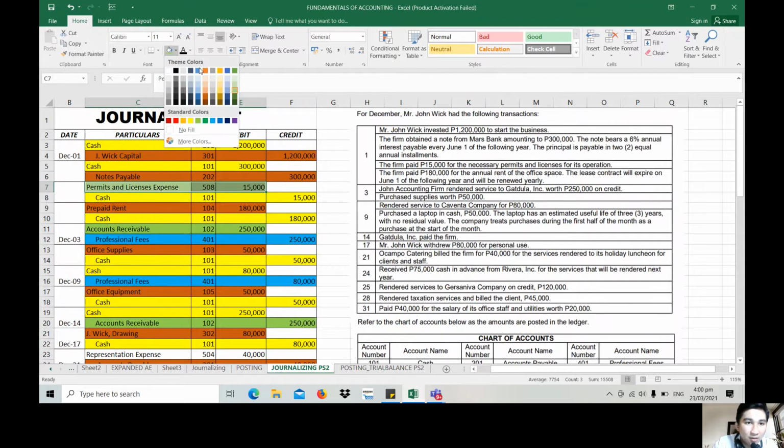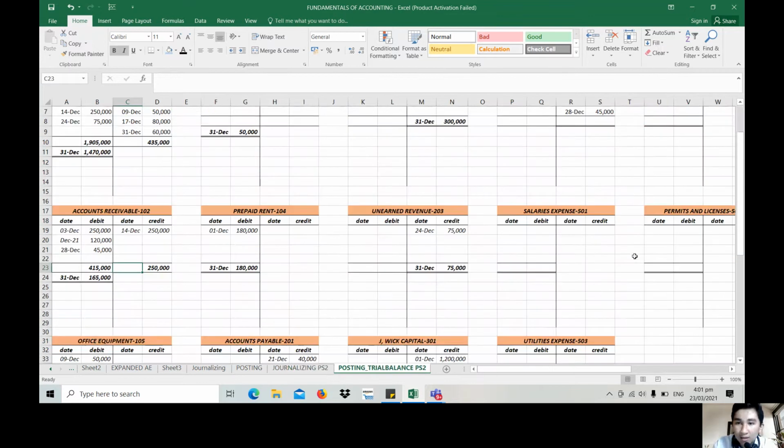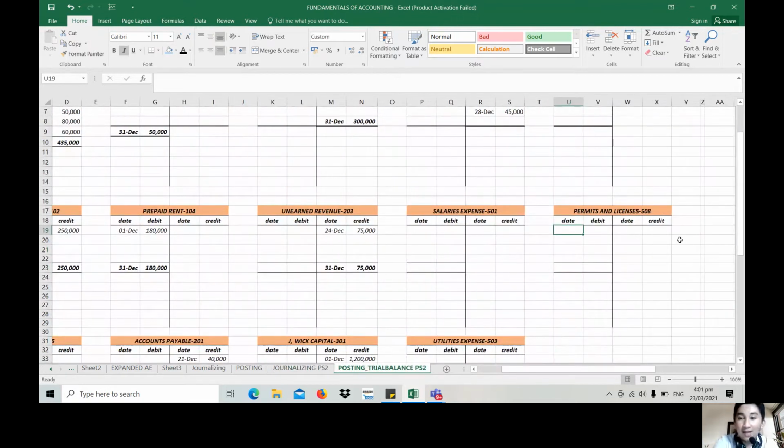Ito, permits and licenses, 15,000. Okay. Permits and licenses, 15,000. Anong date yun? December 1. Ito. Expenses, ang normal balance is debit. Okay. Magkano yun? 15,000. Okay. Yan. So, total niyan is 15.